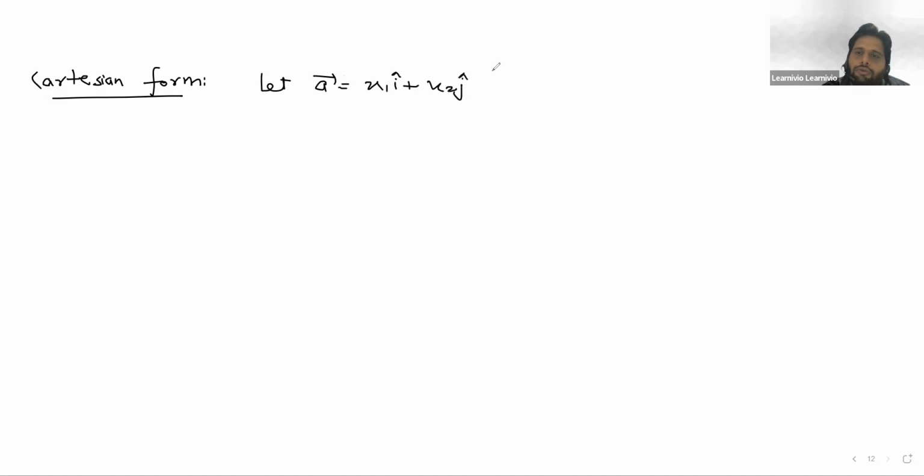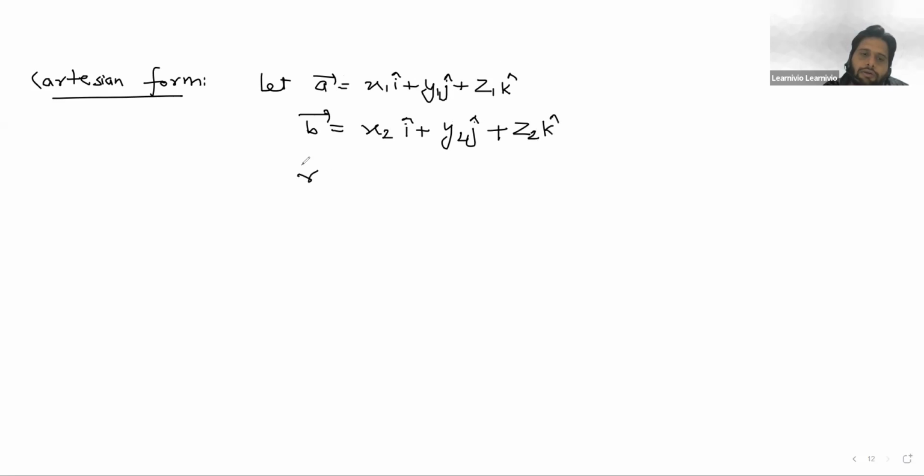Now next one, we have to find out the vector form. Next is Cartesian form. We will assume that the position vector of point A is x1 i cap, y1 j cap, z1 k cap. Then you have B, which is equal to x2 i cap, y2 j cap, z2 k cap. Then you have R. R is equal to x i cap, y j cap, z k cap.